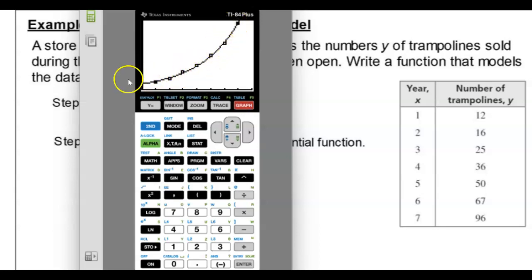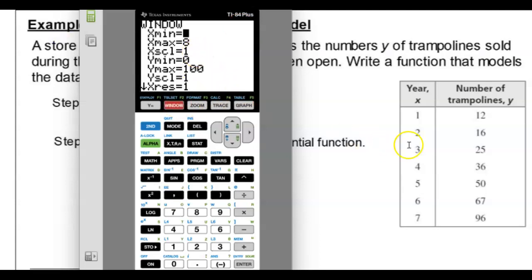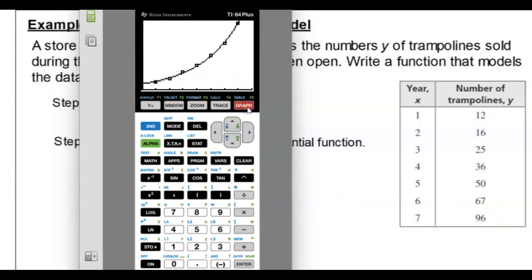That comes from the table, versus the curve, which comes from the regression equation I just had it do. You can also mess with your window. I knew my window needed to go from 0 to 8 to fit 1 to 7 in there. Looking at my Y values, my highest was 96, so I made my Y max 100. That's how I was able to get it all to show up.